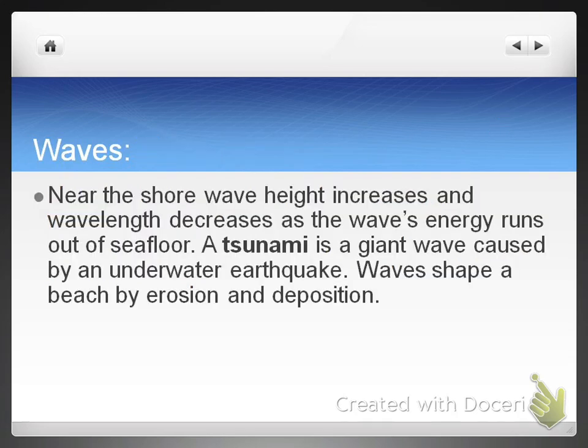So as the wave energy gets closer and closer to the shoreline, the height of the wave is going to increase, and the length of the wave, the distance between the two crests, is going to decrease. And you're running out of seafloor, and then you've noticed the wave just kind of falls over on the edge of the beach.